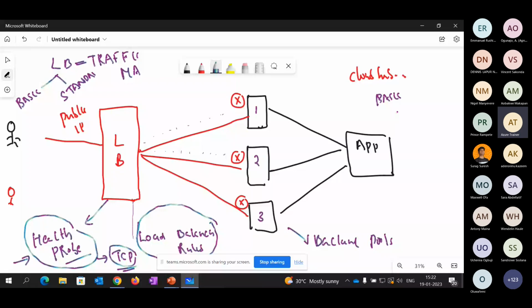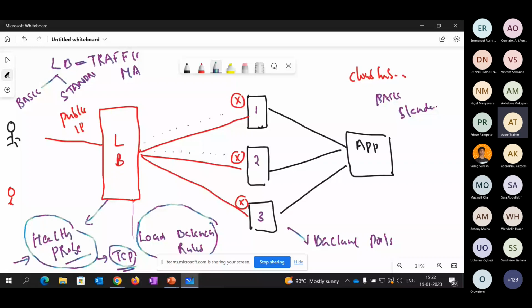It depends upon how your backend pool is configured, whether it's configured in an availability set or as an individual server. Based on that, we can use load balancers. So there are two types you can see on the Microsoft side. Basically, it works at layer 4.